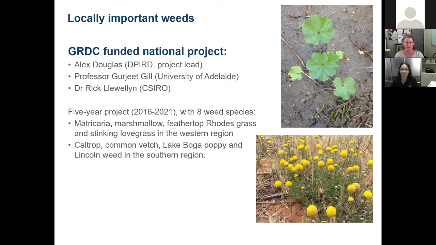We only had 8 weed species. We had Matricaria, marshmallow, feathertop Rhodes grass and stinking love grass or stink grass in the western region. And Gurjit looked at caltrop, common vetch, Lake Boga poppy, which is an obscure, very small weed in Victoria, and Lincoln weed in the southern region. Some of these weeds had also been done by the project that Catherine was talking about, so there was a slight bit of overlap.